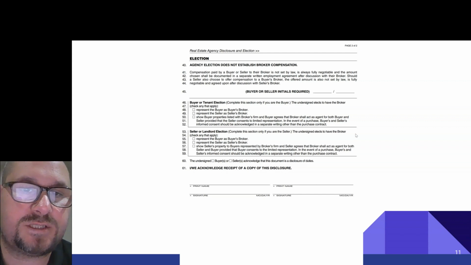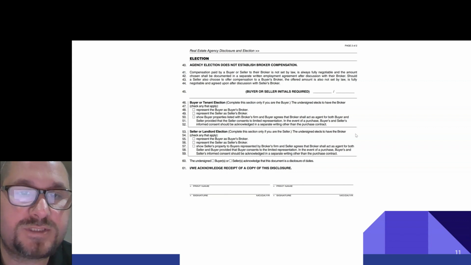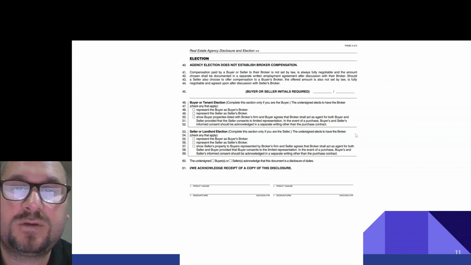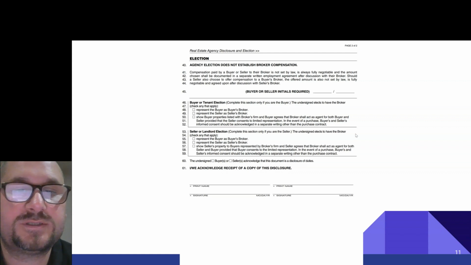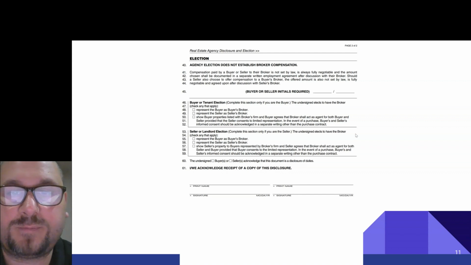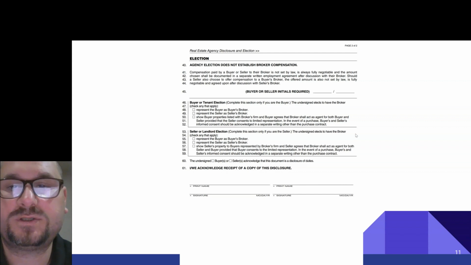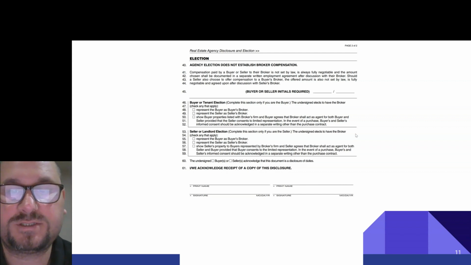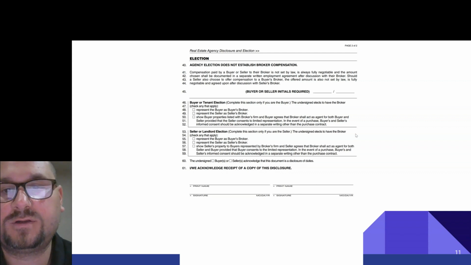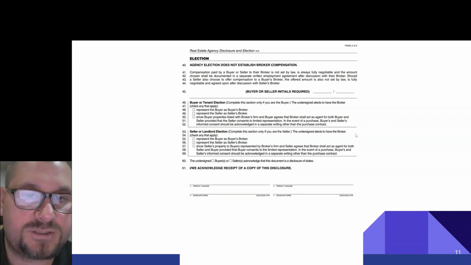So seller represents seller, seller's broker. You're going to show the seller's property to buyers represented by broker's firm, and seller agrees that broker shall act as agent for both seller and buyer, provided that buyer consents to the limited representation. In the event of a purchase, buyers and sellers' informed consent should be acknowledged in a separate writing other than the purchase contract. Line 60, the undersigned.